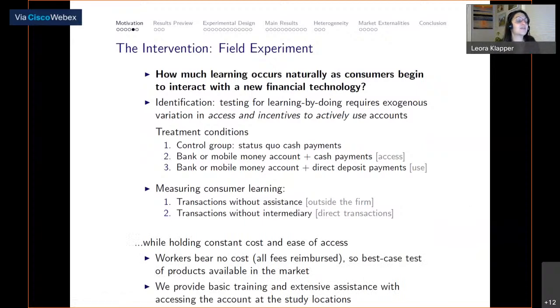And so, jumping to the bottom of the screen, it's important to note the workers bear no cost. All the fees are reimbursed. This is also important when designing a payroll product, to make sure that the bank fees aren't passed on to the workers. And secondly, we provide basic training and extended assistance. This was also really important. One, we required, and we shared the cost of, an ATM machine to be installed on the factory grounds. Two, there was a bank agent on site on every payday. Bank staff were at the ATM to support the workers. And so there was this ongoing support for the workers.